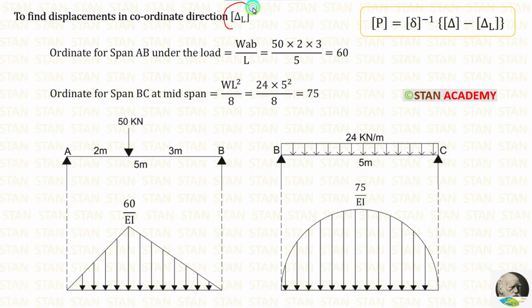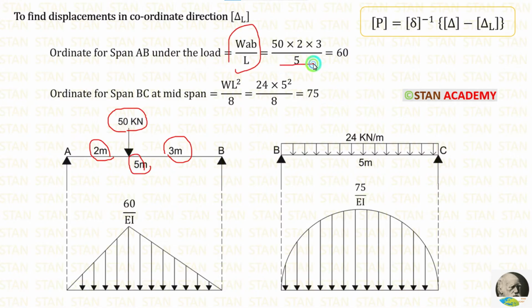To find delta L matrix, we have to make the conjugate beams. Let us calculate the ordinate for conjugate beams. If in the simply supported beam, the point load is not acting at the center, the formula for the maximum bending moment is WAB upon L. Here W is 50, A is 2, B is 3, L is 5. When we apply the values inside the formula, we get 60.